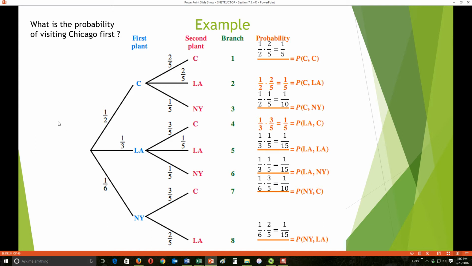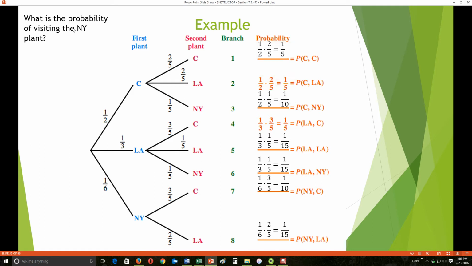What is the probability of visiting Chicago first? Well, Chicago first is just right here. It's just this branch. We don't care anything about the second outcomes. It is only asking about our first outcome, so 1/2. Or if we want to look at these, we can choose all 3 of these options, and if we add these together, you will wind up with 1/2 as well, because all of these add up to 1.